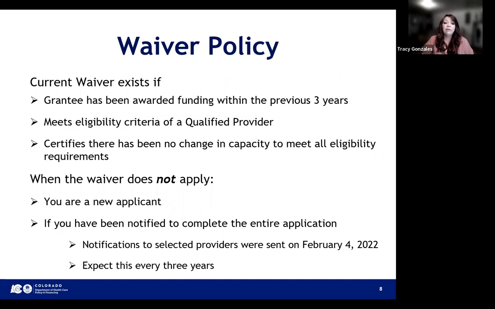The department does offer a waiver, and what this waiver does is allow the applicant to only fill out a portion of the application up to question 3. And the current waiver exists if the grantee has been awarded funding within the previous 3 years, if they meet the criteria of a qualified provider, and certify that there has been no changes in their capacity to meet all eligibility requirements. Now, the waiver does not apply if you're a new applicant or if you have been notified that you have to complete the entire application, and notifications were sent to those providers on February 4th. You can expect to fill out the application in its entirety every 3 years. Now, on a side note, the waiver does not include the outside entity portion of the application. So it is the expectation that every applicant complete the outside entity requirement.